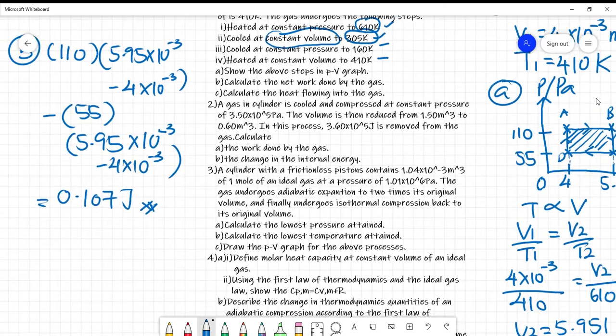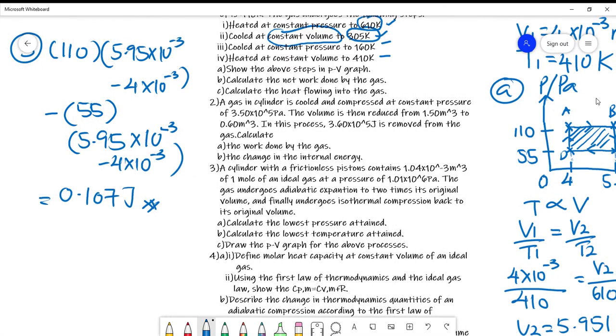Okay, so calculate the heat. This one should be net. There's a word missing here. So calculate the net heat flowing into the gas. Based on the first law of thermodynamics, Q is equal to the increase in internal energy plus the work done by the gas.